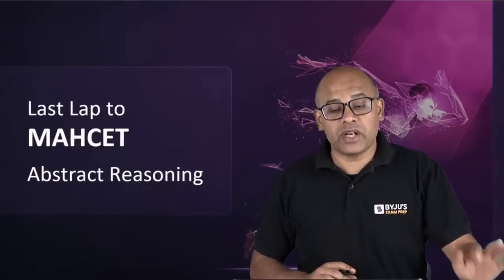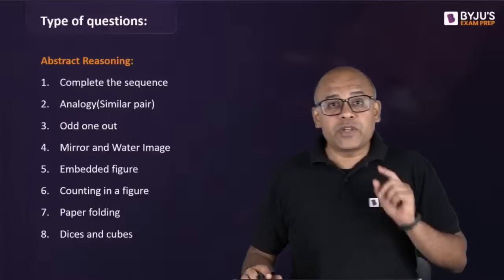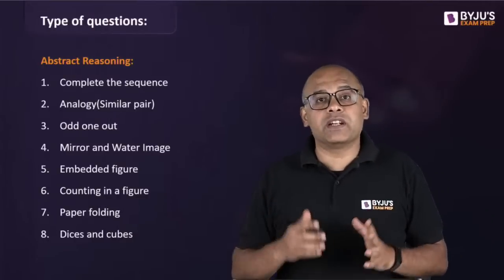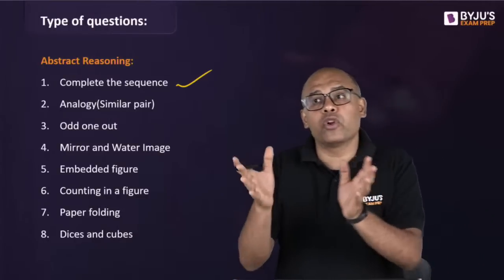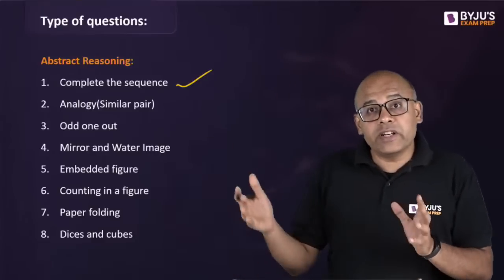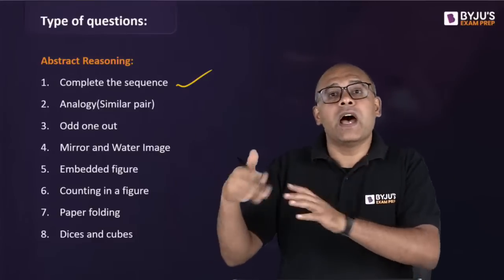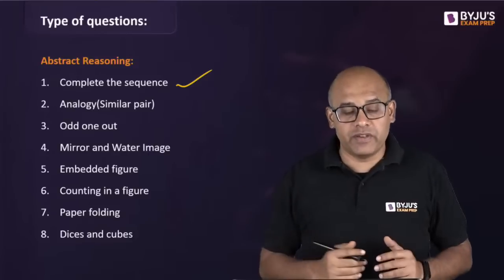What are we going to look at? What are the topics that are going to come under abstract reasoning? So if you're talking about abstract reasoning, these are the various topics that can come to you. Complete the sequence. Basically they'll give you 4 or 5 figures, and you have to identify the pattern in the figures and get the final answer from the options given.